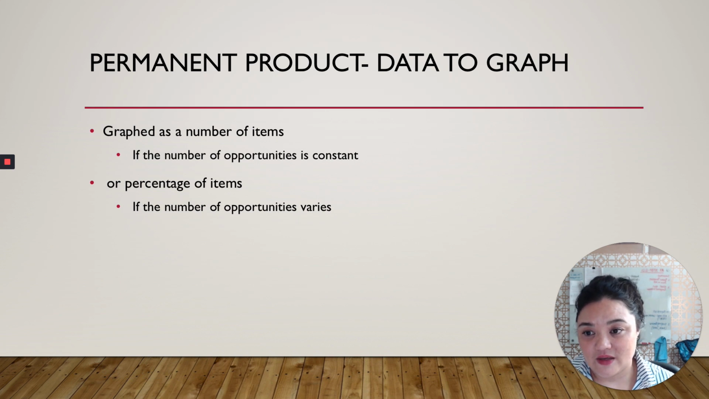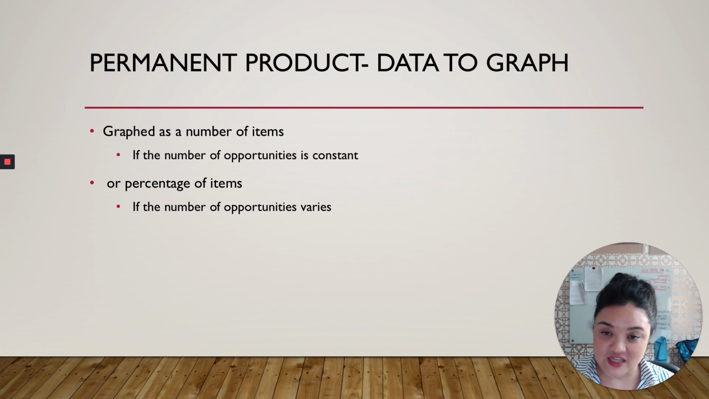All right. So we went over this a little bit. Permanent product, again, in order to help communicate the student's progress, we want to make sure we convert it to a graph. Again, it could be the actual number of items if the number of opportunities are constant, right? So in that example of a math worksheet, if it's always out of 10, you can just report or graph the number correct, right? Otherwise, you're going to have to report a percentage.